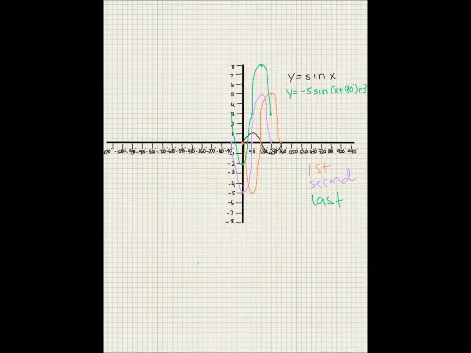Here we have y equals negative 5 sine (x plus 90 degrees) plus 3. As you see, the black graph is the first graph. The orange graph has been stretched by a factor of negative 5. Because there's a negative in front of the sine, there is a reflection in the x-axis. The second graph is the purple graph, which has been moved 90 degrees to the left. And the last green one, it has been moved up 3 units.